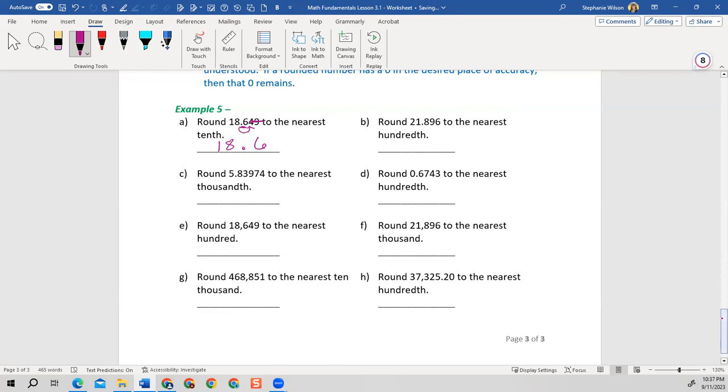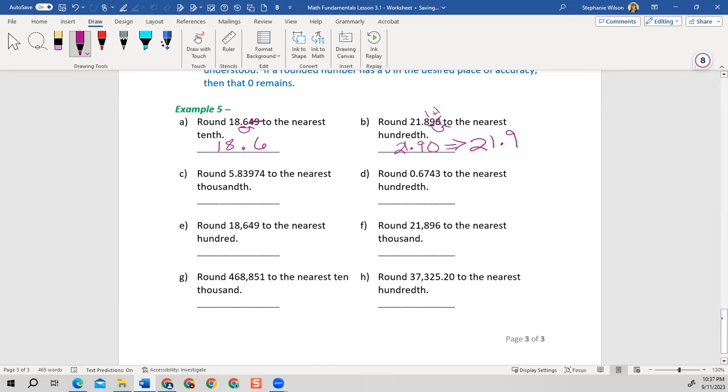Now let's look at B. B says round to the nearest hundredths. This 9 fell on the hundredths, so I'm going to look behind it and ask myself, is it greater than or equal to 5? The answer is yes, so I'm going to add 1 to the 9, drop the 6 off. When I add 1 to 9, it gives me 10, and I got to carry the 1, so 8 plus 1 is 9. So I get 21.90, which is just written as 21.9.